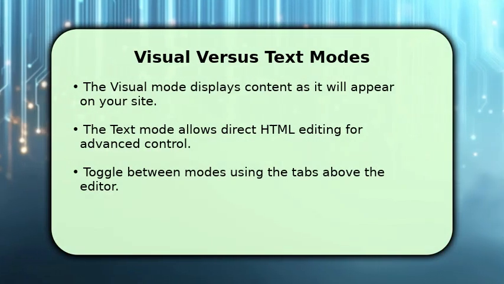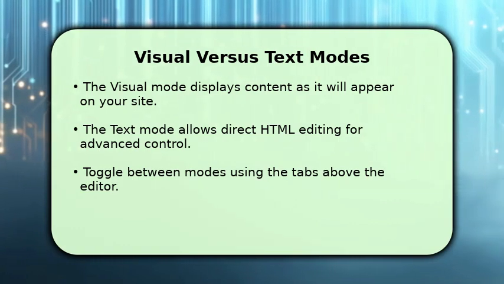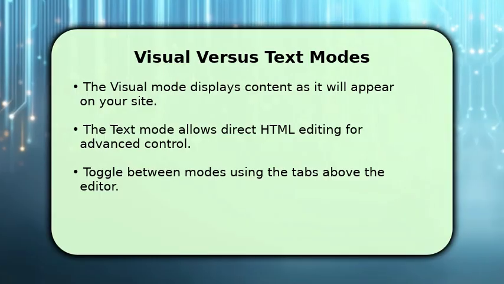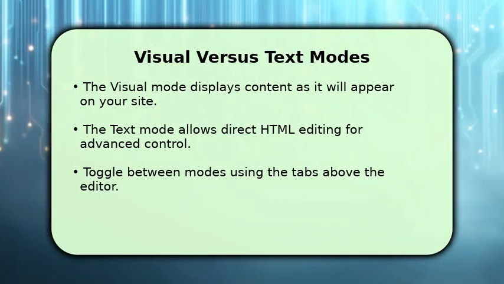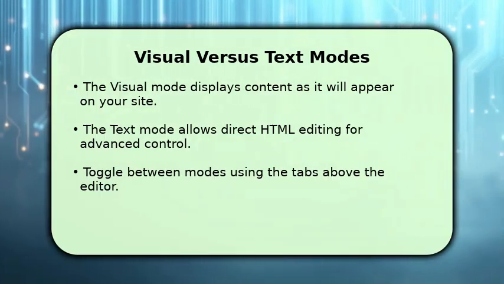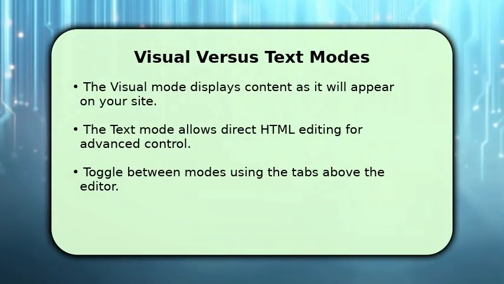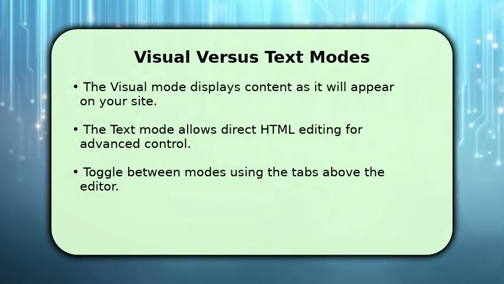Understanding the two editing modes is key to full control. The visual mode presents your content in a what you see is what you get format, showing how it will look to your audience. Conversely, the text mode provides a raw HTML view, perfect for those who need to fine-tune code or embed custom elements.